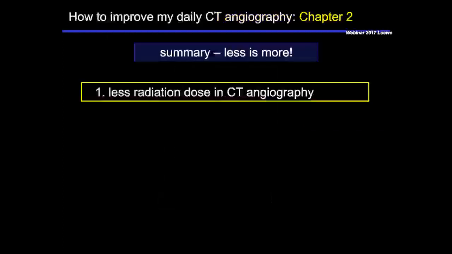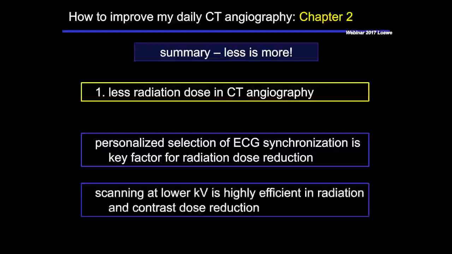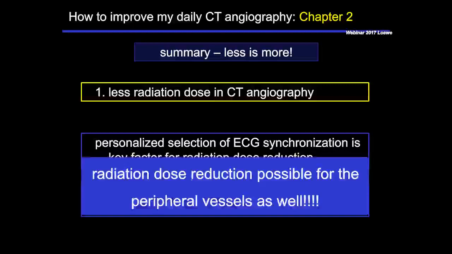So we have to follow the rules that we set up in Chapter 2 about less radiation dose and about everything I have said about personalization. Of course, we have to implement all those tools, even for the peripheral arteries, to provide our patients a low-dose strategy even for the peripheral arteries.